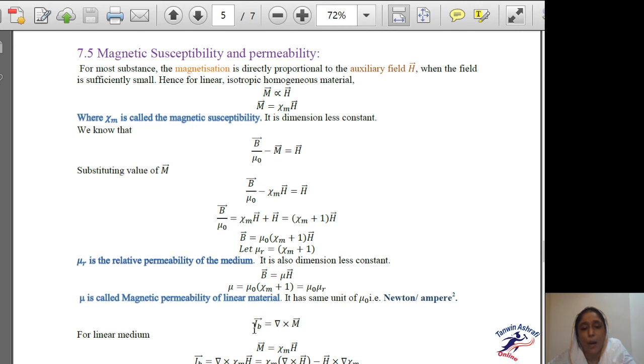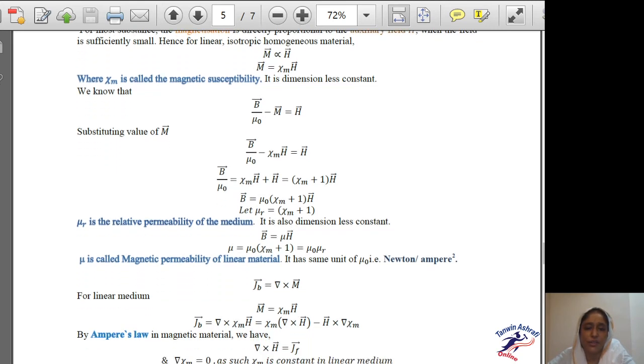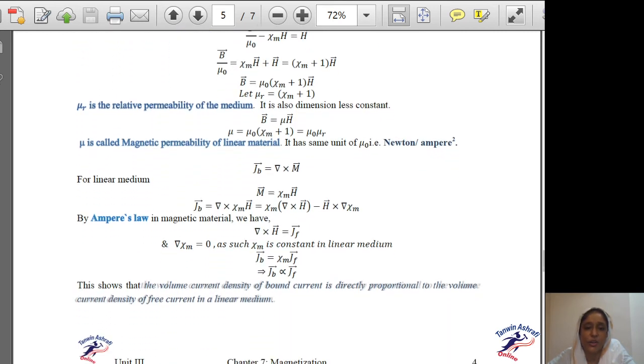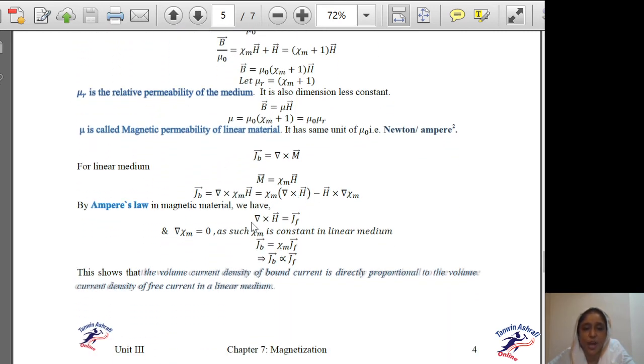We know that the bound current density Jb is equal to del cross M, and we have defined M as chi H. Therefore, Jb is equal to del cross chi H. If we take the cross product, that means chi times del cross H minus H cross gradient of chi. Now, chi is a constant quantity, therefore that term results in 0. But del cross H is not a constant quantity; it has a value of Jf.